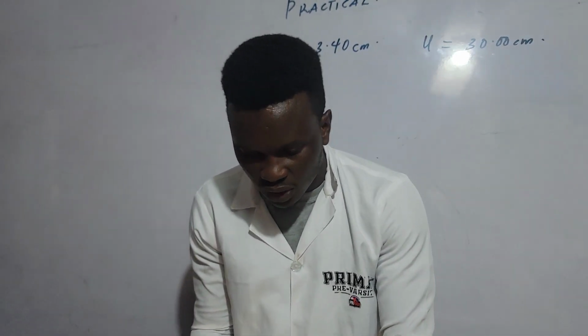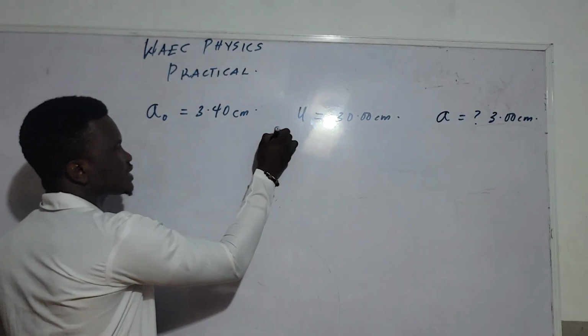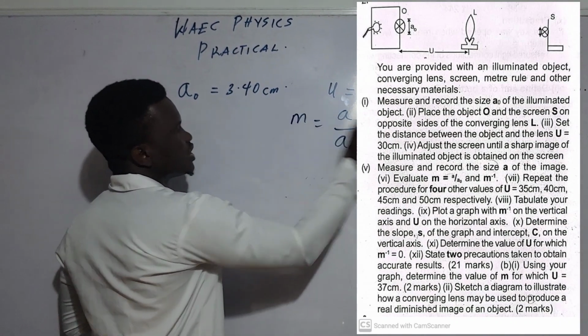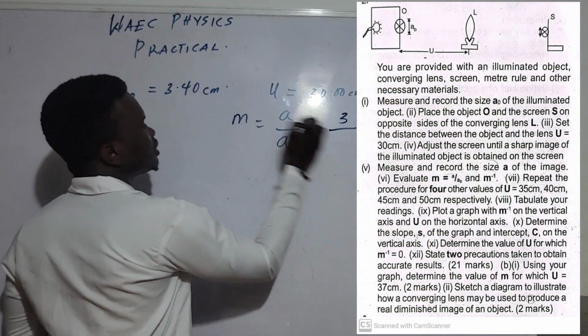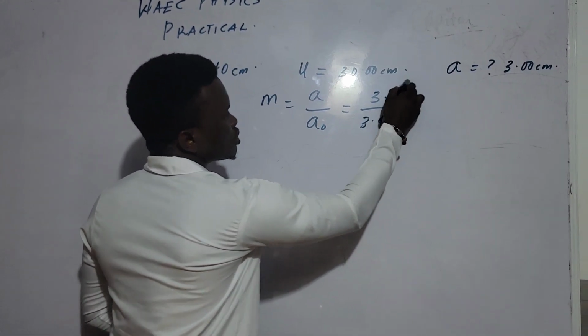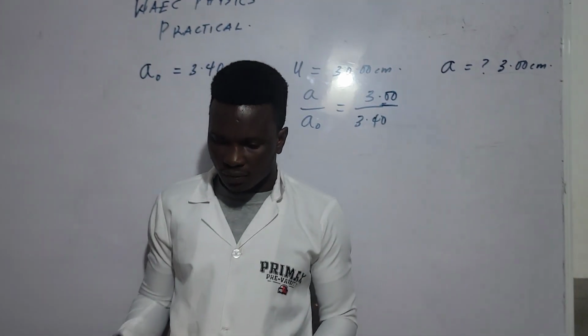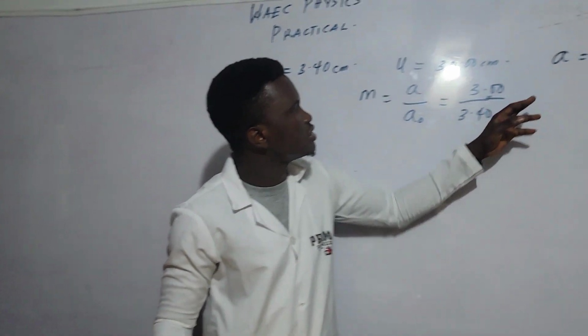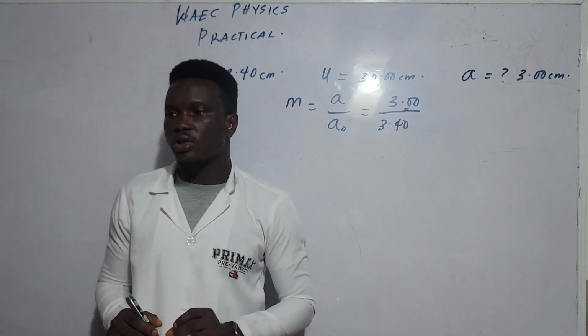The next thing says to evaluate M equals A over A0. So evaluate M is equal to A over A0, and my A is 3 over 3.40. So that's what I'm going to do now. Who has a calculator there? Divide A divided by A0, that's 3 divided by 3.40. What do you have?